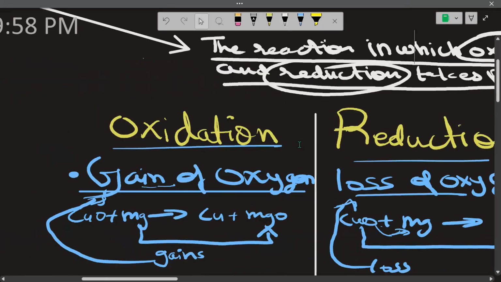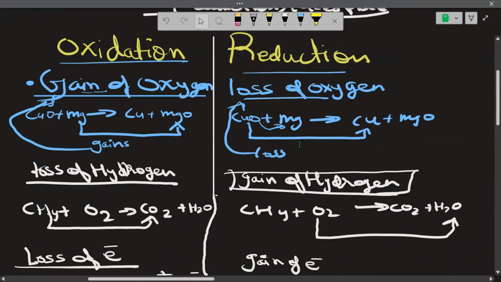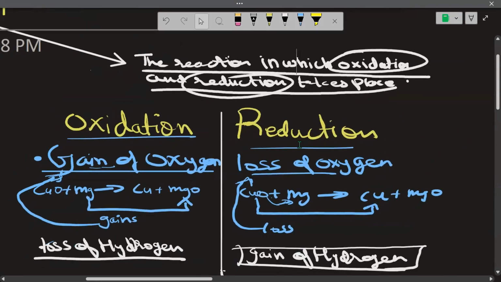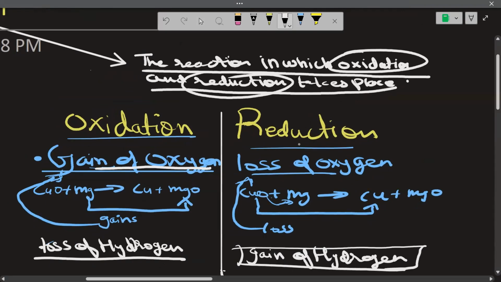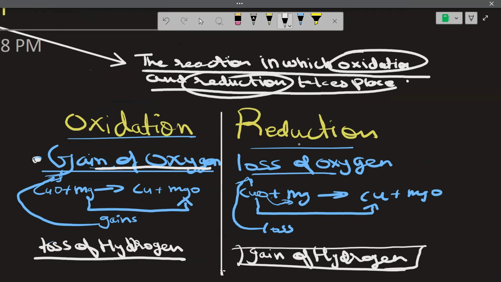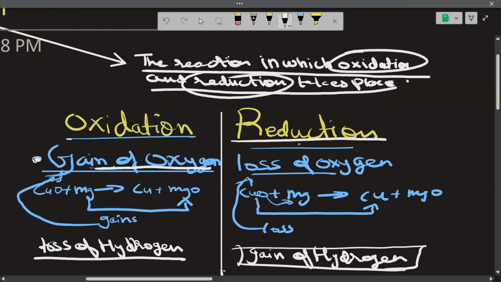Now, let's come to this table. What is oxidation and reduction? Basically, the first point for oxidation is gain of oxygen. Whenever an element or a compound gains oxygen, it will be oxidized, okay? And reduction is the opposite of oxidation. Here it's gain of oxygen, so in reduction, it will be loss of oxygen, right?